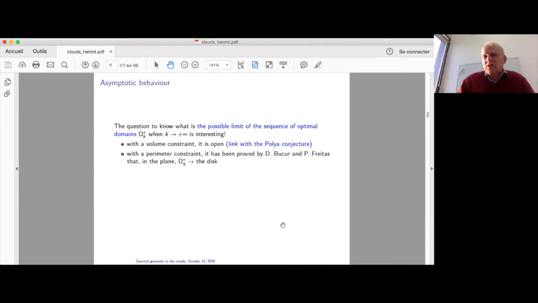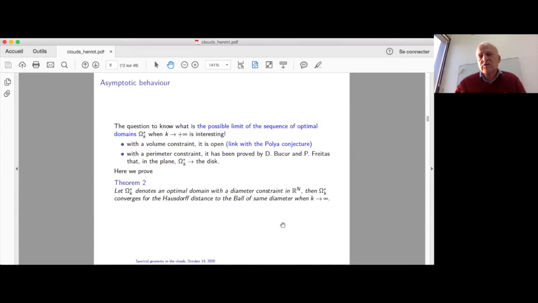With the perimeter constraint, the question is easier, and as I said previously, Dorin Bucur and Pedro Freitas were able to prove it in the plane, to prove that the sequence of optimal domains converges to a disk. And in our case, with the diameter constraint, it's even simpler, since we are able to prove that the sequence of optimal domains converges to a ball in any dimension. So when I say converge, it can be, for example, for the Hausdorff distance, but since we are dealing with convex domains, actually any notion of distance or topology on sets are equivalent for convex domains. So we are able to prove this convergence result.